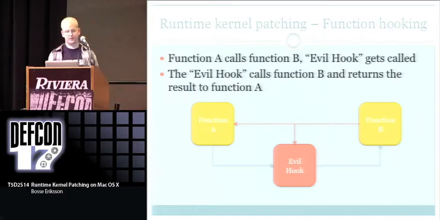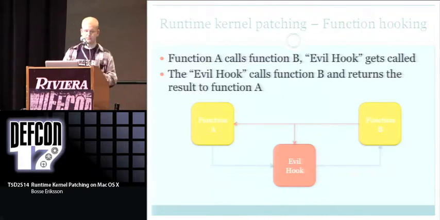This is basically function hooking, for those of you who don't know it. It's kind of a man-in-the-middle attack between two functions. Let's say function A calls function B, but instead of function B getting executed, the evil hook function gets executed, and then it executes function B and passes the return value back to function A. So it's a transparent man-in-the-middle attack. Function A sees the result from function B, but various other code can also be executed in the hook. So that's the basic idea of function hooking.